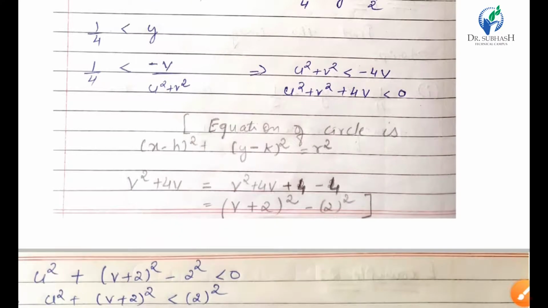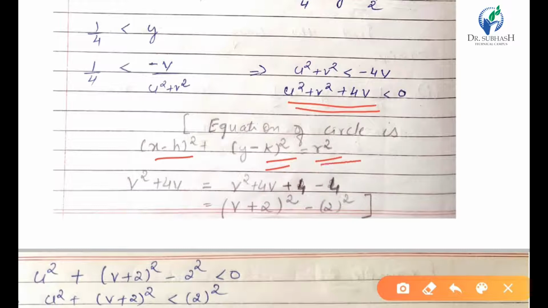Now what we have to do is convert this into the simplified form to know what the exact image is. We know that the equation of the circle is (x minus h) whole square plus (y minus k) whole square equals r square, where r is the radius and (h, k) is the center. So now we will simplify this equation.